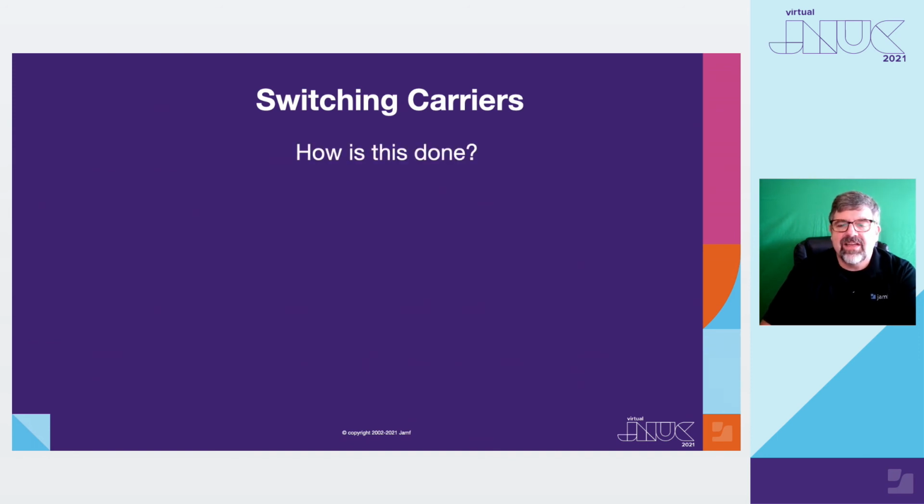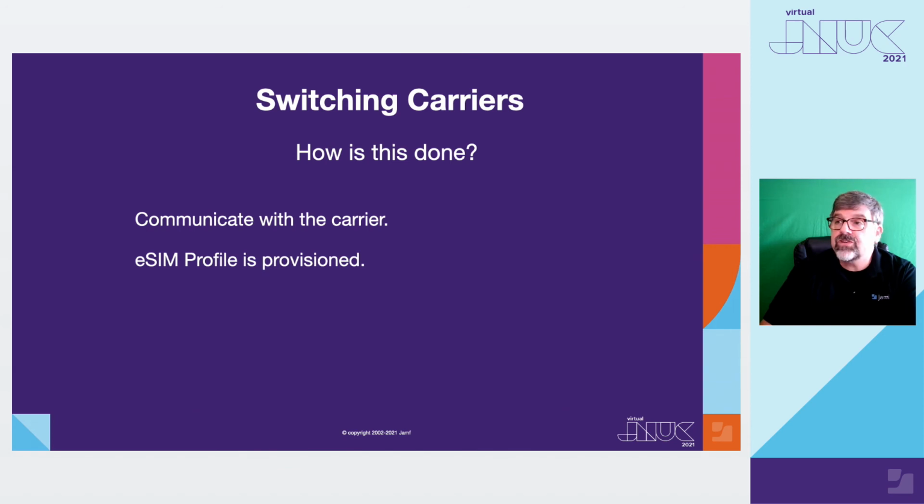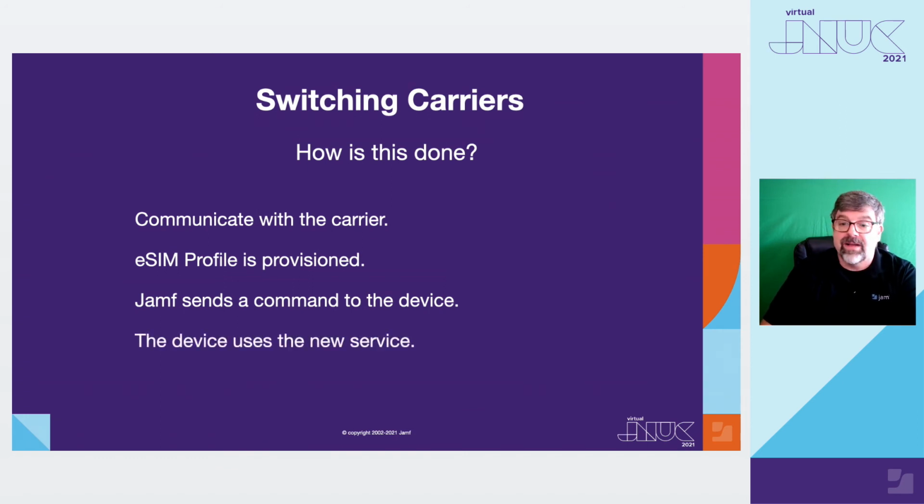Again, you're going to need to gather your data and communicate with the new carrier, providing them the EID and the IMEI number. They're going to provision your eSIM profile, and then use Jamf Pro or Jamf School to send a command to that device, and it's going to update it with a new eSIM profile to a new carrier. Once the new eSIM profile is installed, it becomes the default profile, the profile the system will use.